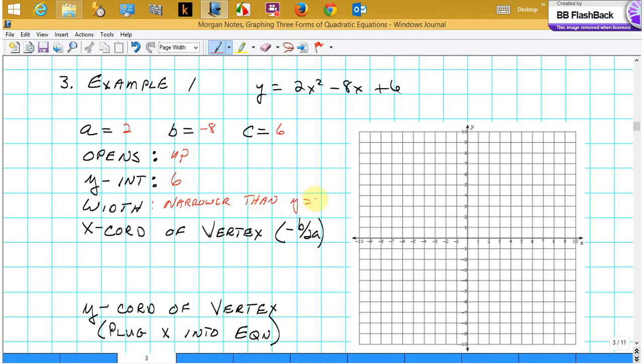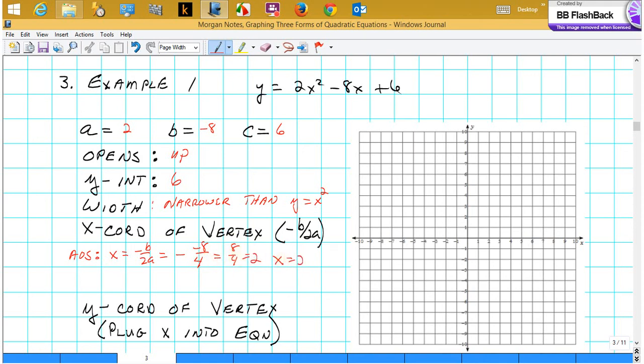So this would be narrower than y equals x squared. And the x-coordinate of the vertex is going to be at negative b over 2a, so let's figure that out. That's also going to be the axis of symmetry. So the axis of symmetry, x, is equal to negative b over 2a. That would be equal to negative, and b is negative 8, all over 2 times a, so that's going to be 8 over 4, which is equal to 2.